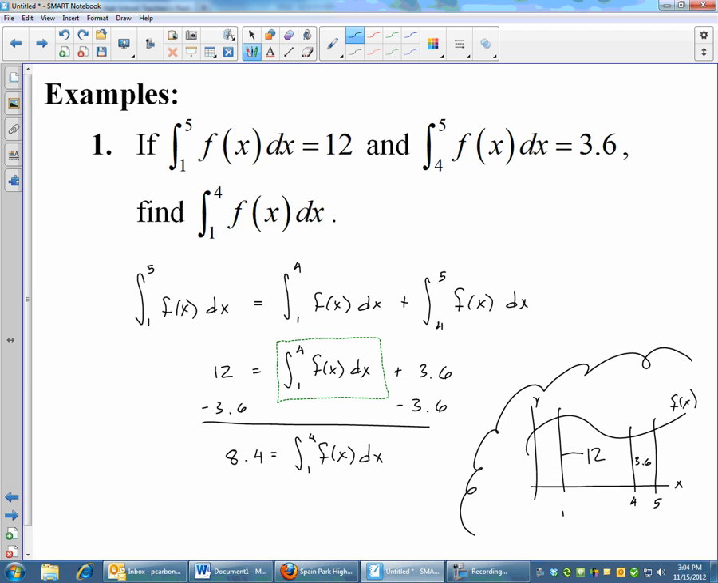Maybe I need to make a note that 12 is extending the whole way, and 3.6 is simply the area right there. So you could subtract the 2, and you can see graphically why subtracting 3.6 from 12 gives you the area from 1 to 4. Right.